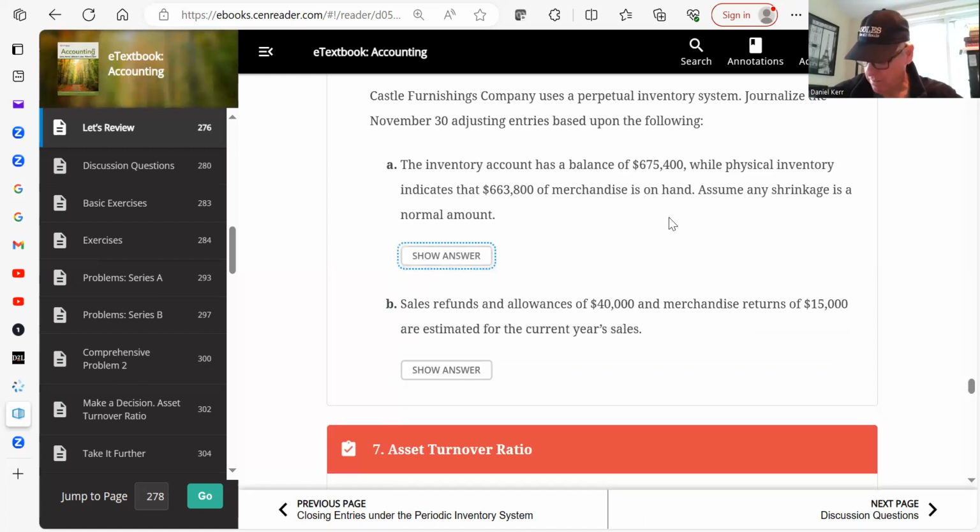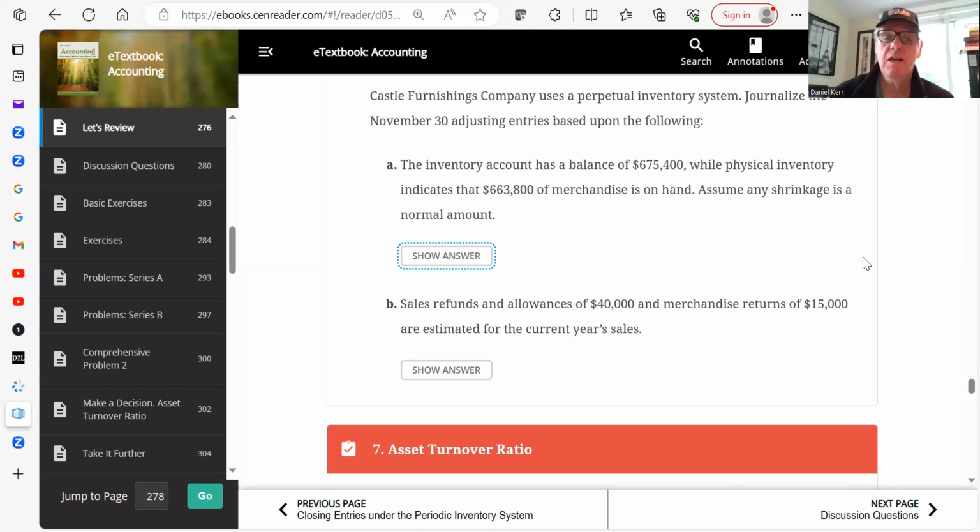Now let's take a look at B. So B, a little bit more complicated. Sales refunds and allowances of $40,000 and merchandise returns of $15,000 are estimated for the current year's sales. So we do an adjusting entry at the end of the period. We take a look at sales and we have to ask ourselves honestly, based on our experience, what percentage or how much of those sales are likely to be returned?